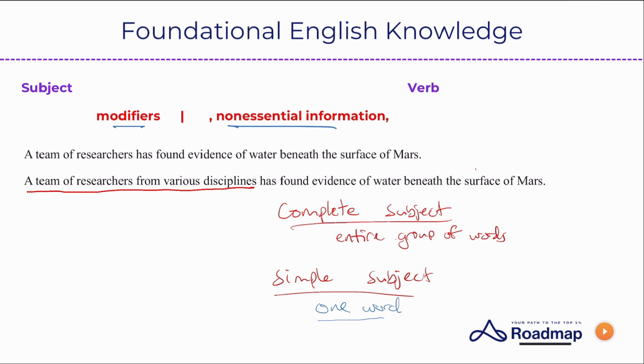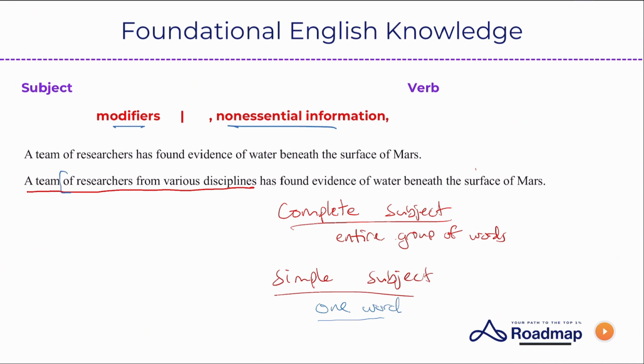So this is why it's important to be on the lookout for modifiers. Because as soon as you see a modifier appear, like a preposition, then you know you just read it to figure out where it ends, and you just mentally ignore it.